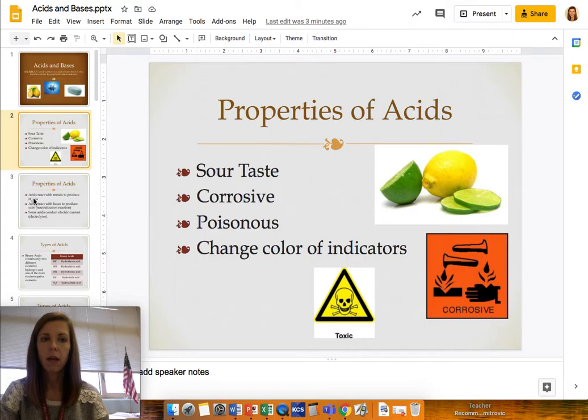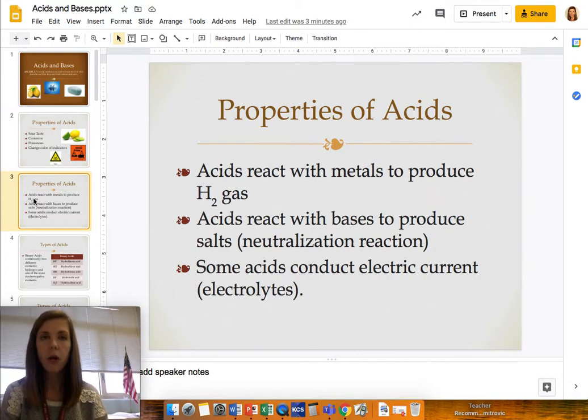Okay. Other properties of acids, right? We know that acids will react with metals in single replacement reactions, and they produce hydrogen gas. That's also known as a redox reaction, right? Acids will react with bases to produce salts. That's called a neutralization reaction. Some acids will conduct electricity, and they're known as electrolytes. We're going to talk about which acids will do those things, okay?